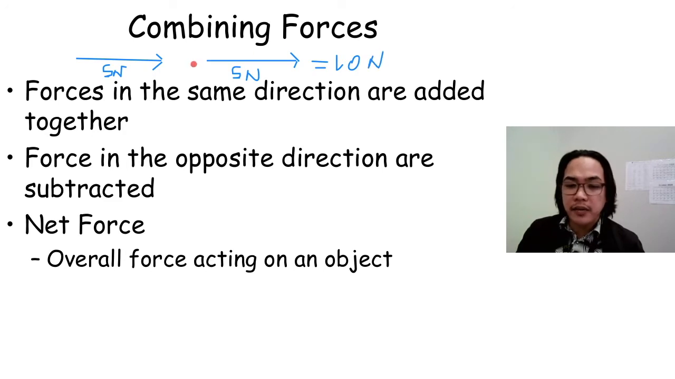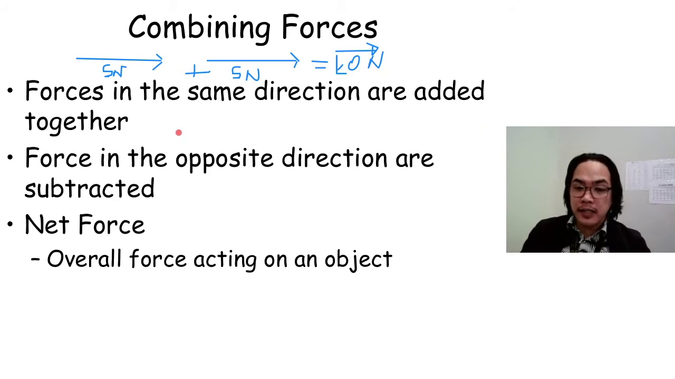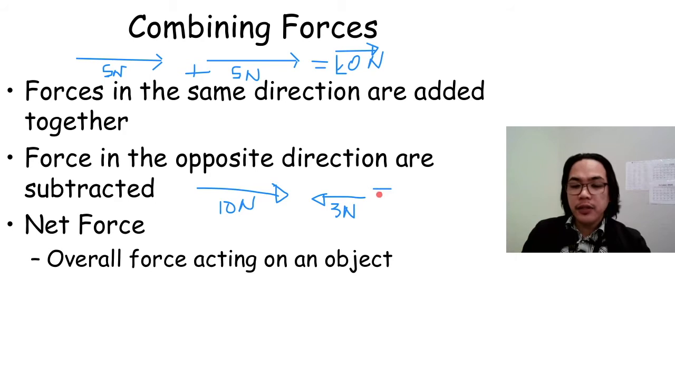Because they are in the same direction, you add them and copy the direction, which is to the right or positive direction. So that's 10 Newtons. If the forces are in opposite directions, of course, we subtract them. Let's say you have 10 Newtons going to the right and 3 Newtons going to the left. Since they are in opposite directions, you subtract them. 10 minus 3 is 7. It is positive because it is going to the right, and you copy the direction of the larger force, which is to the right.